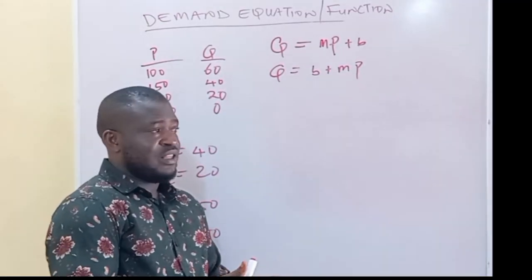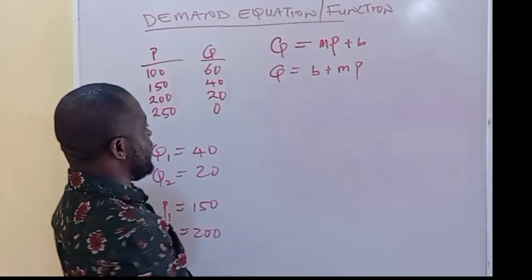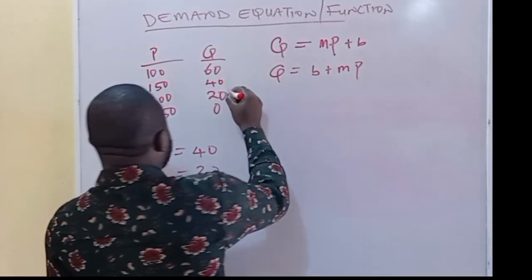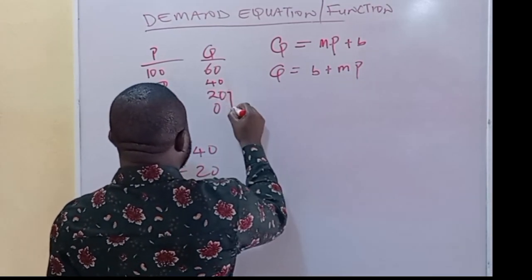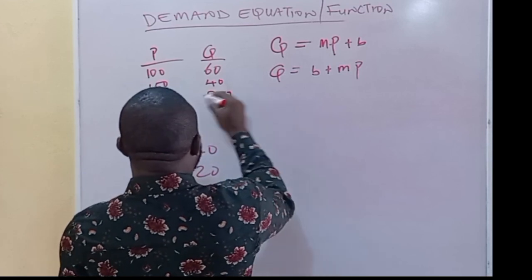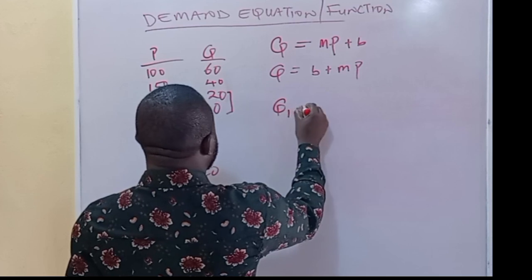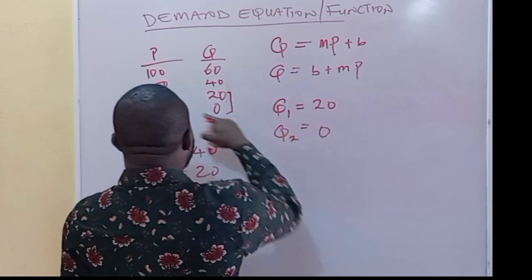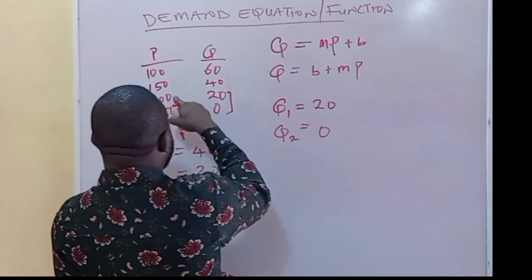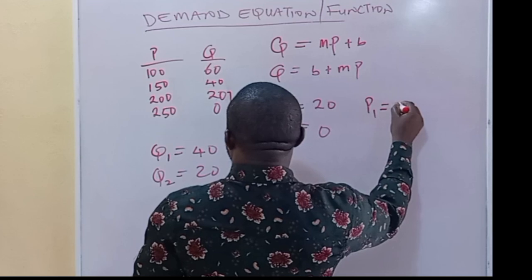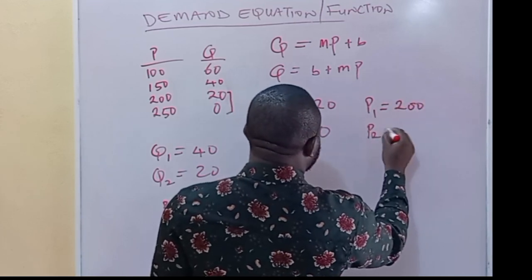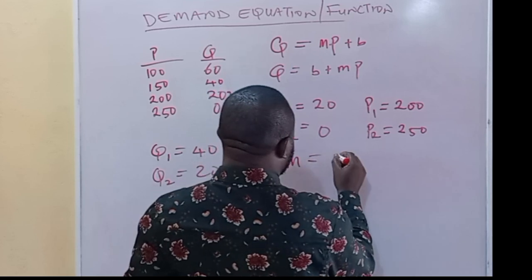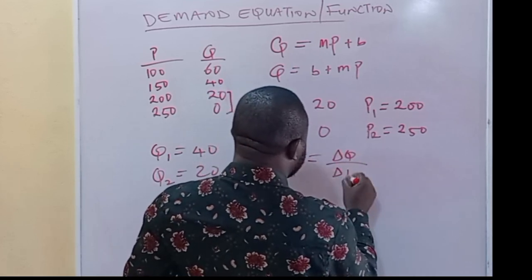For the sake of emphasis, let us take another two price quantity points and try to derive the slope of this function. Let's now take the points between 20 and 0. In this case, the old quantity, which we refer to as Q1, is 20, while the new quantity, Q2, is 0. The old price P1 is 200, while the new price P2 is 250.